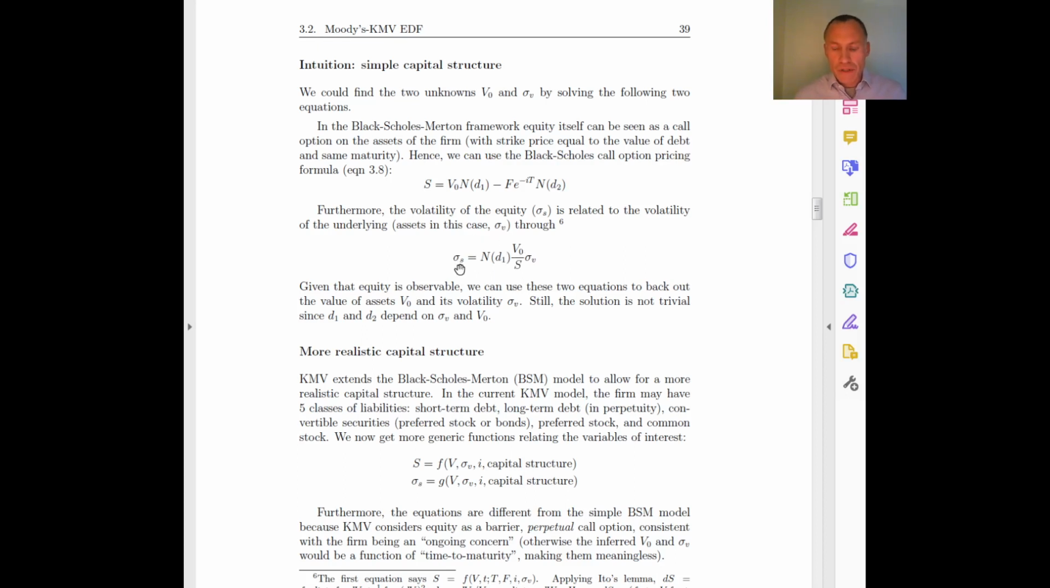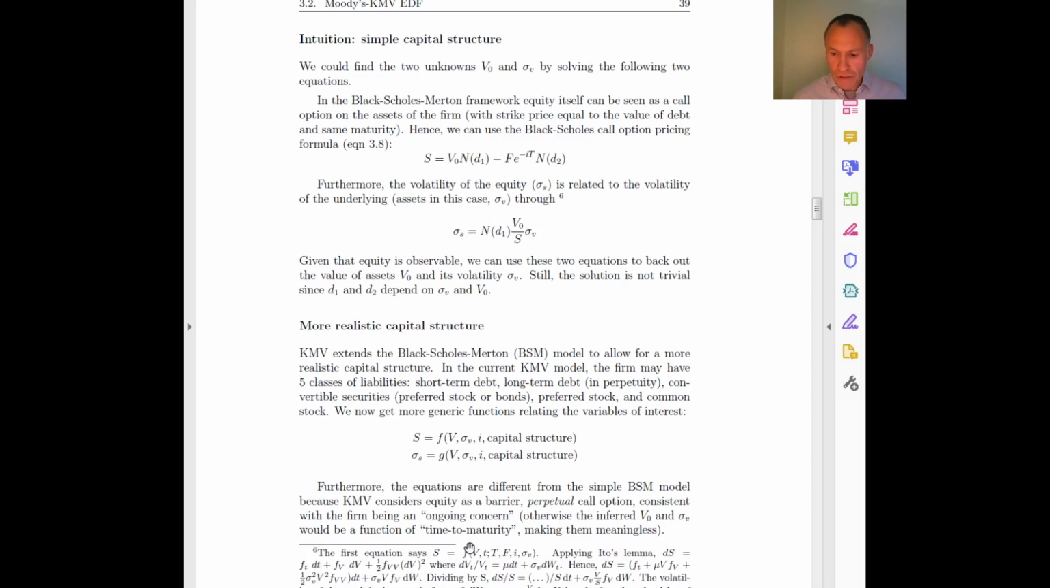The volatility of equity we can estimate using a time series of stock returns. So this is easy to estimate. And given that estimate, we can find these two variables that we are interested in, V and sigma. So together with this first equation, we have two equations in two unknowns. The derivation of this second equation is a little bit more complicated. You can see it here in the footnote, but this derivation is outside the scope of this course. So we're just going to take this equation as given.